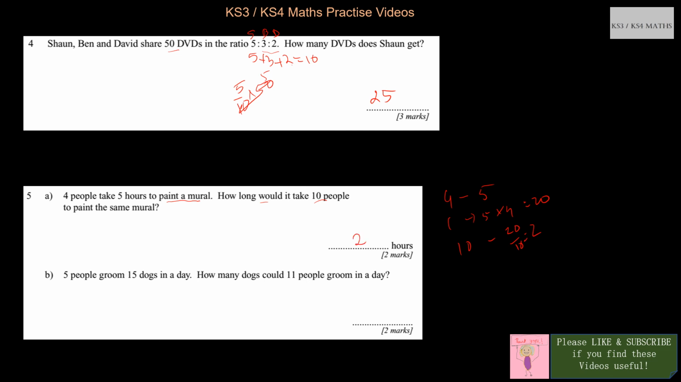Okay. 5 people groom 15 dogs in a day. How many dogs could 11 people groom in a day? So 5 people groom 15 dogs in a day. So one person can groom how many dogs? 15 divided by 5 is 3. So 11 people would be able to groom 3 times 11, which is 33. So it would be 33.